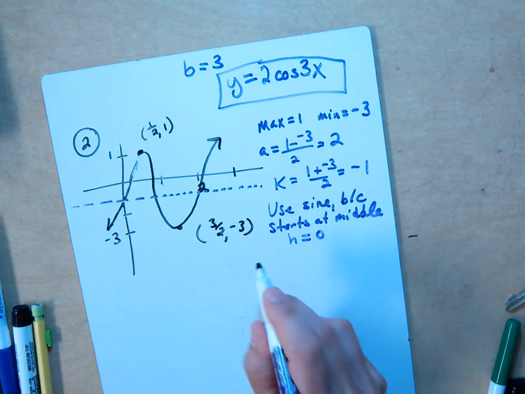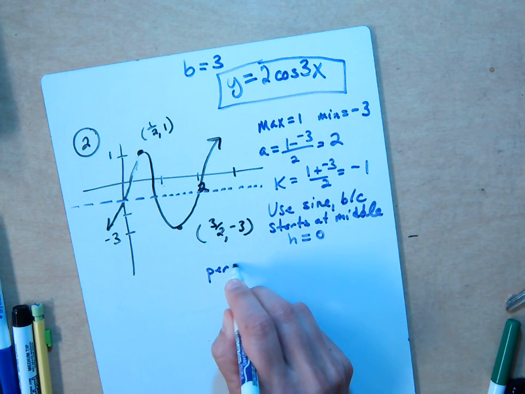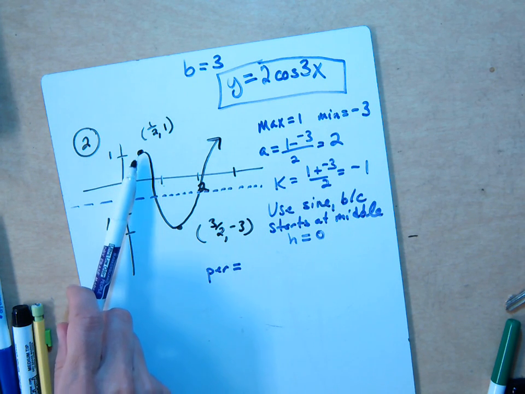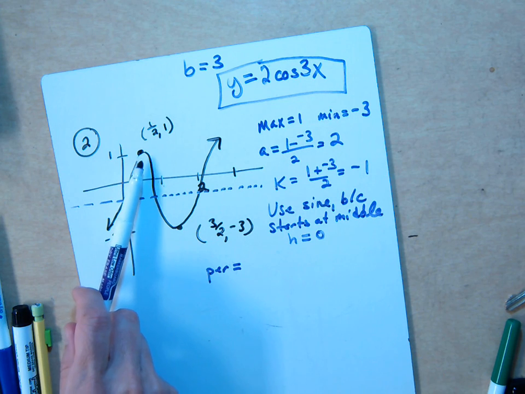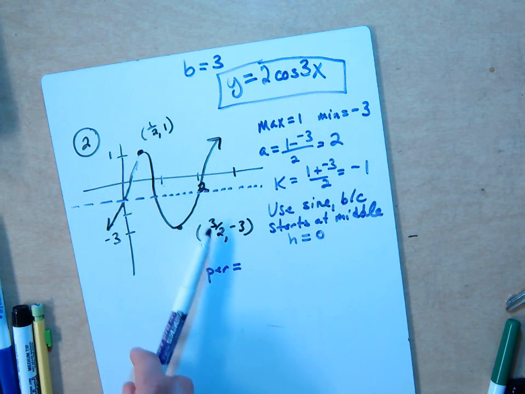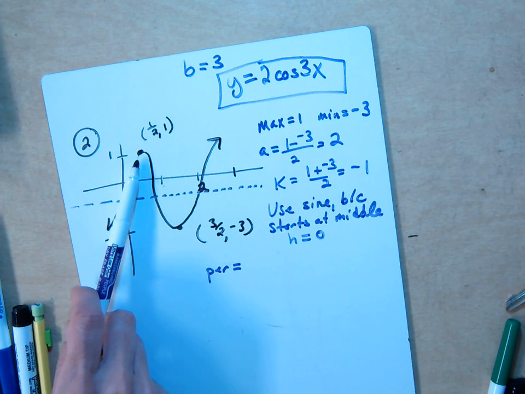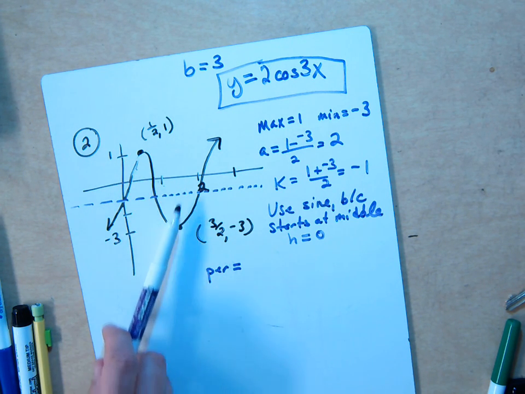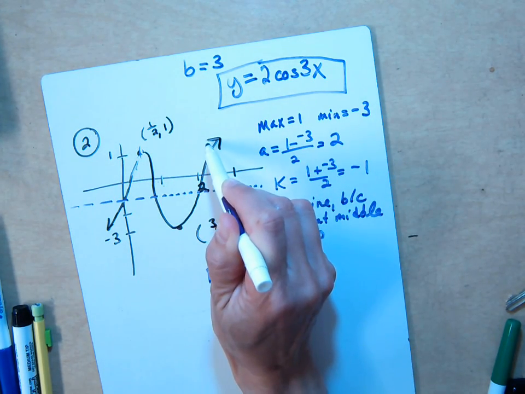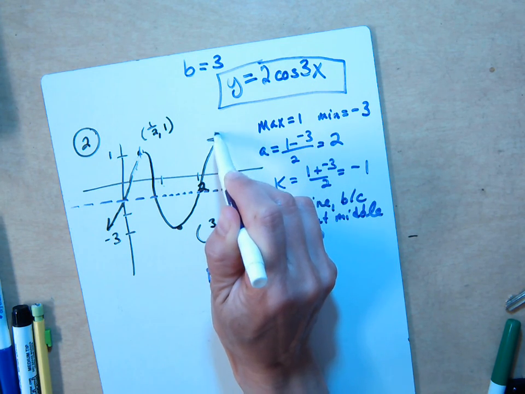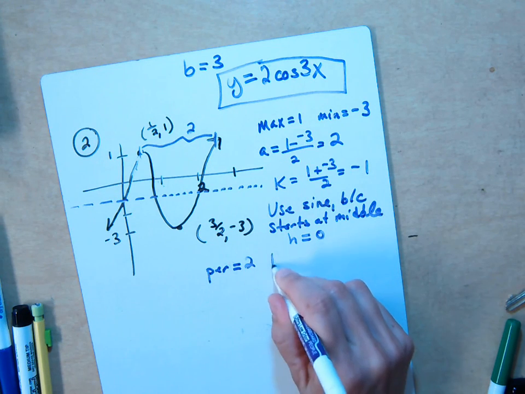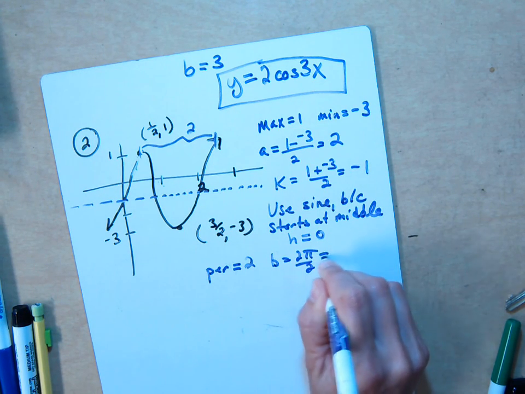And then our period, we can tell from looking at it. You have to look at x. One way of looking at it is from high to low. It takes 1 to go from a half to 3/2 for the x value. That's 1 to go from high to low. Therefore, to go from low back to high, it's another 1. So the period, from this high point to this other high point, is 2. So B is 2 pi over 2, which is just pi.